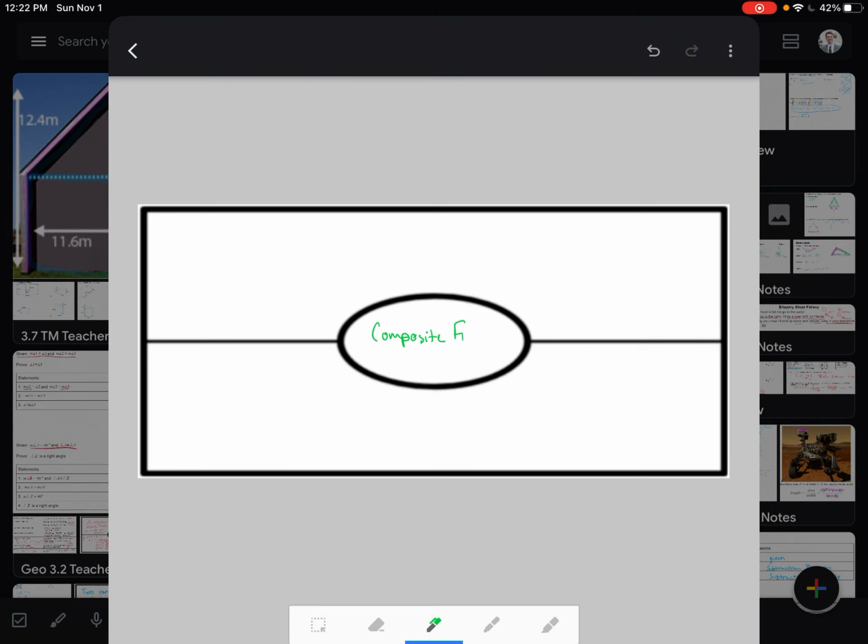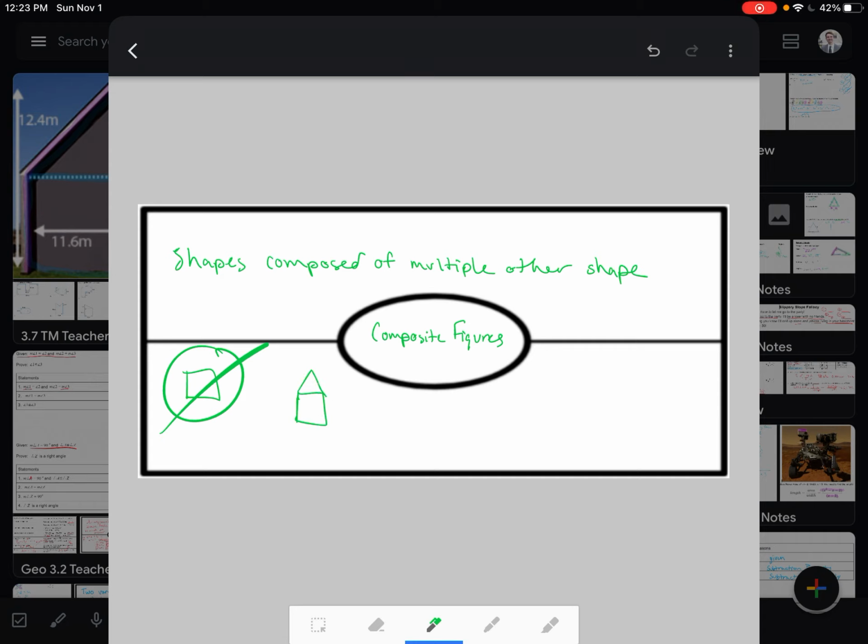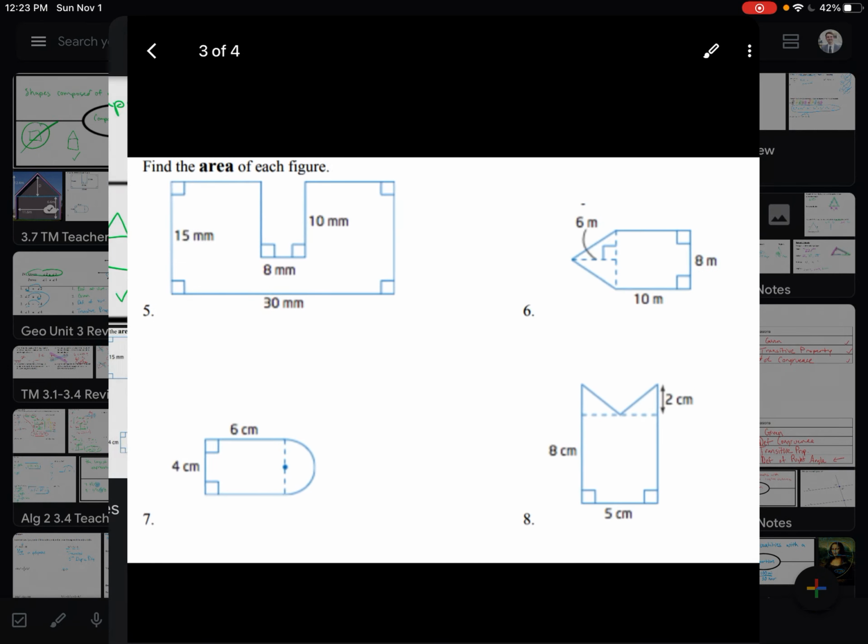So let's get our definition down here first. Composite figures. And these are shapes composed of multiple other shapes. So again, a square, this is not a composite figure, but if we have a square with a triangle hat, that would be a composite figure. So again, multiple shapes put together.